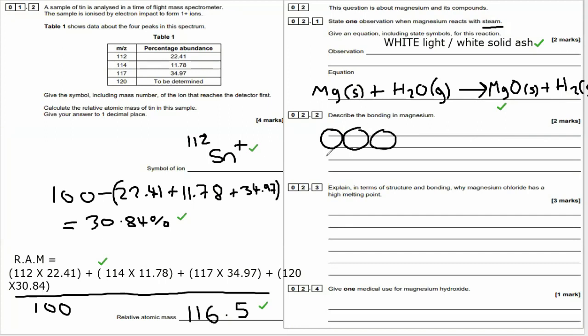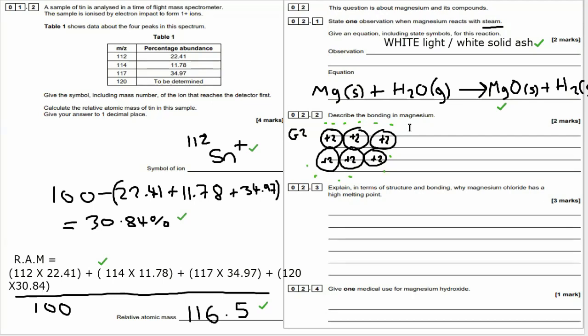We need to describe that metallic bonding. So magnesium's a group 2 element, so it has a +2 positive charge on each ion, and it has delocalized electrons, 2 for each ion. The actual metallic bonding is the force of electrostatic attraction between the delocalized electrons and the positive metal ions.